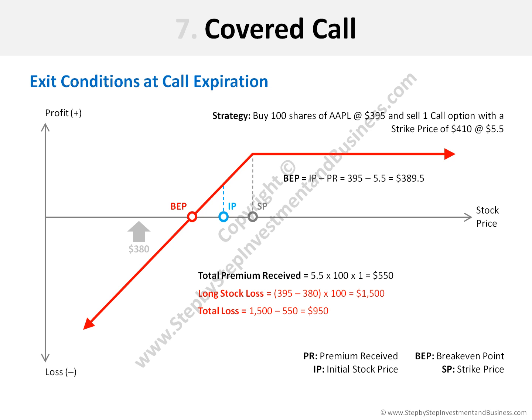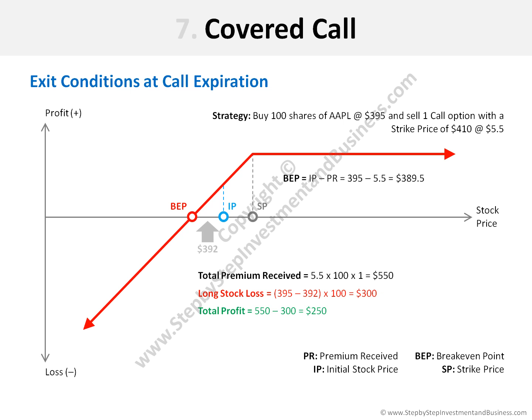On the other hand, as the price of $380 is lower than the initial price, we will be losing $1,500 for holding the shares, that is, from the long stock position. Therefore, although we received a total premium of $550, finally we will be losing $950 due to the long stock position. Of course, as the stock price is lower than the break-even point, we are in a losing situation.